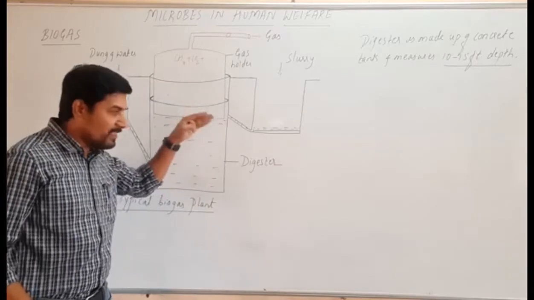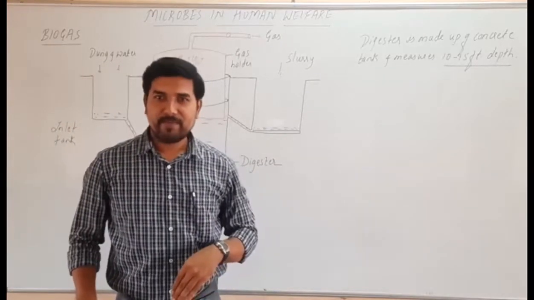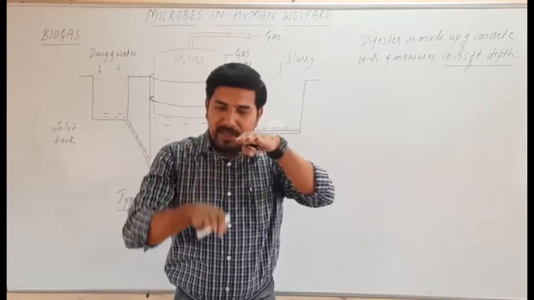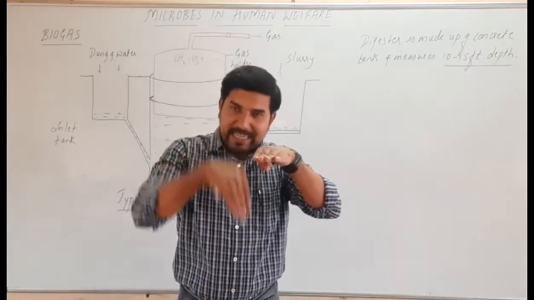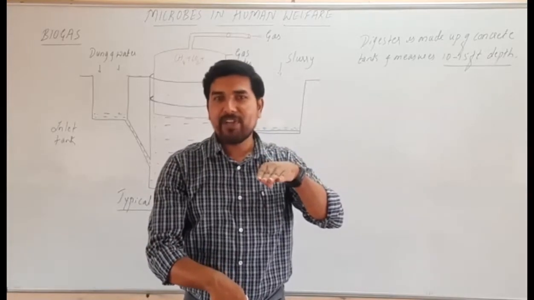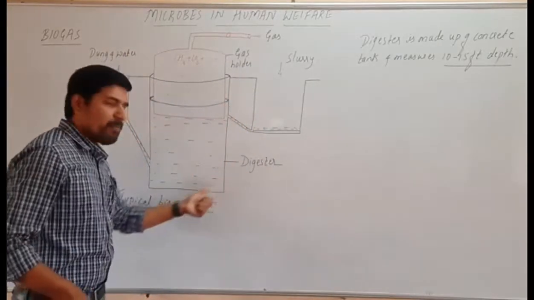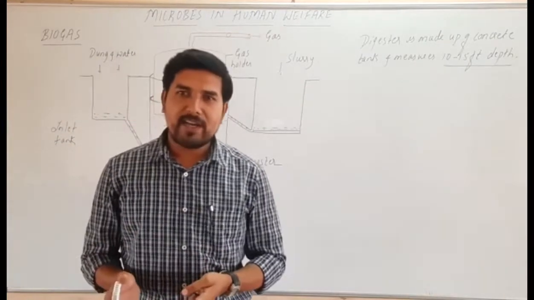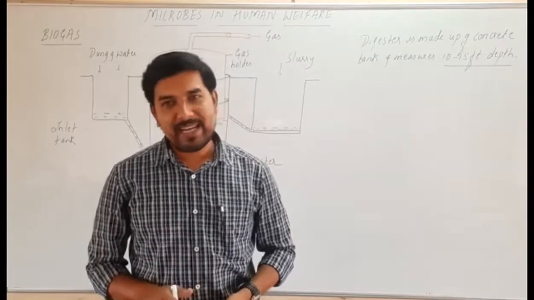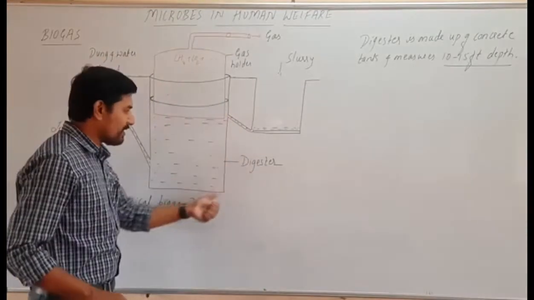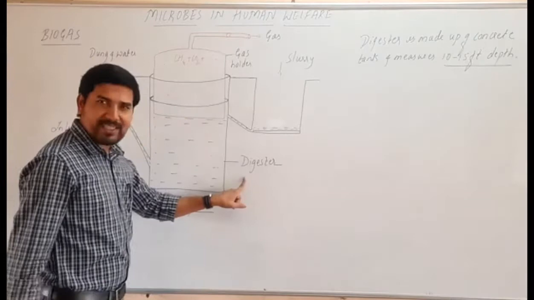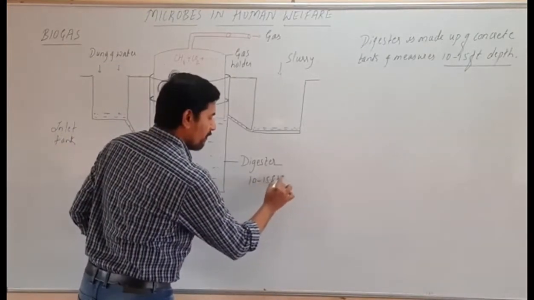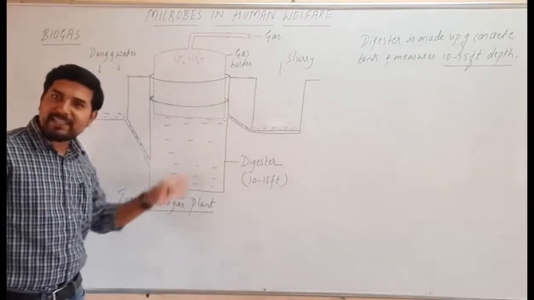Okay, so this is below the ground surface. Suppose we take this as the surface of the ground; below the ground surface, we are digging a pit of around 10 to 15 feet, and it is made up of a concrete tank. And even the biogas plant can be made up of stainless steel also. So this is a concrete tank which we call the digester. It measures around 10 to 15 feet in its depth.